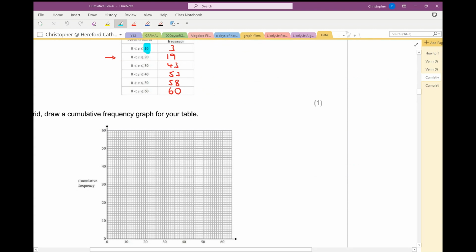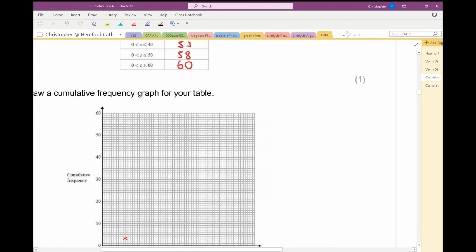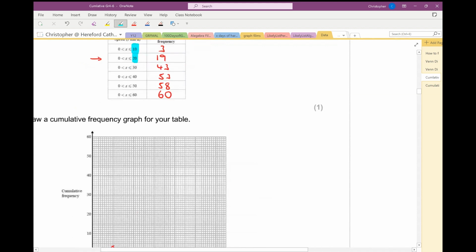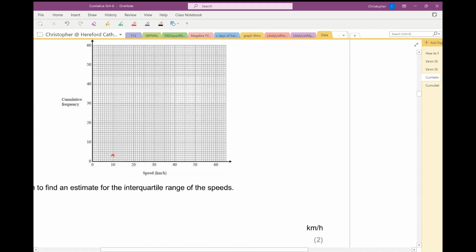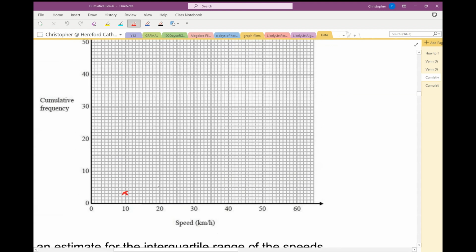So I've got a speed of 10, and I'm going to plot 3 for my cumulative frequency against a speed of 10, because there are 3 that are going up to 10. Let's just do one more. I'm going to plot a speed of 20 for my cumulative frequency of 19. So speed of 20, cumulative frequency of 19.